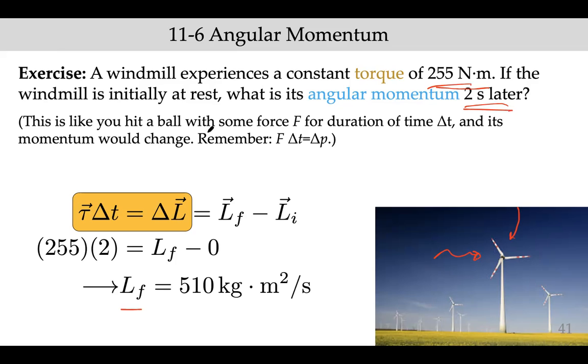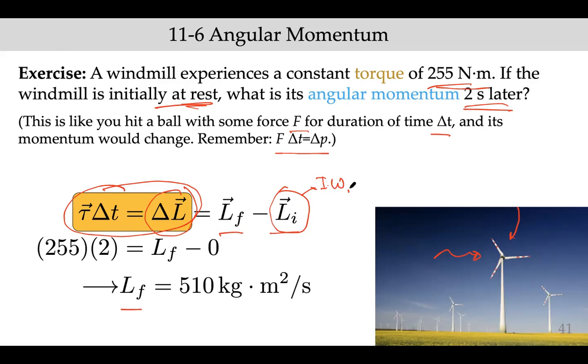So this is like you hit a ball with some force F for a duration of time delta t, and its momentum would change. Just the impact formula that I talked about in the previous slide. So instead of this, we have now the rotational version. And remember, delta L, you can write it as L final minus L initial. Initially, it was at rest, right? Now remember, this means I, the moment of inertia of these blades, this windmill, times angular speed initial. Well, angular speed initial is 0. So this is 0.